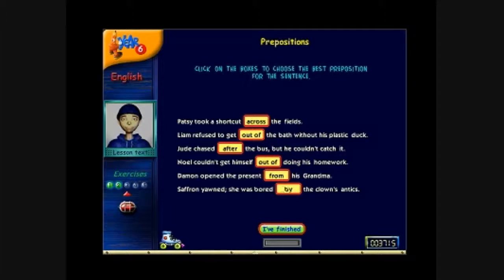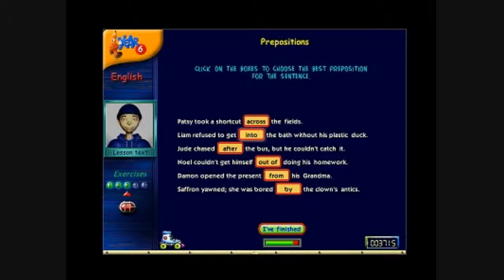By, I guess. Bored by the clown's antics. What is it? What's that? Oh, you're taking a piss.